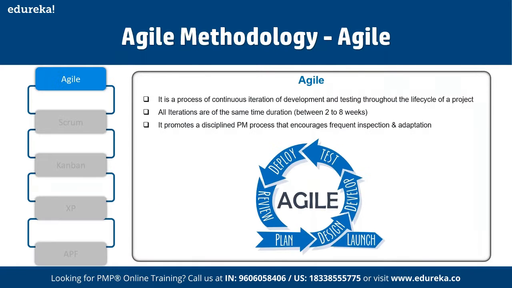Continuous iteration between development and testing throughout the entire life cycle of the project. That exactly is what we have under Agile. So in Agile, all the iterations are the same time duration, between 2 to 8 weeks. So the planning and the launching are in a well-defined format, but the design, development, and testing methods are completed as quickly as possible. And here we can predict the cost and schedule based on the current work and the amount of work that is left.